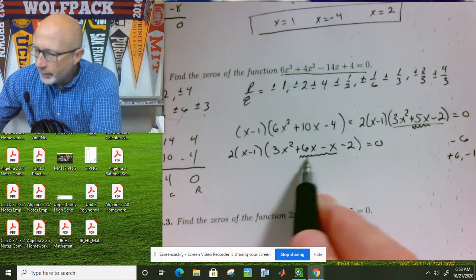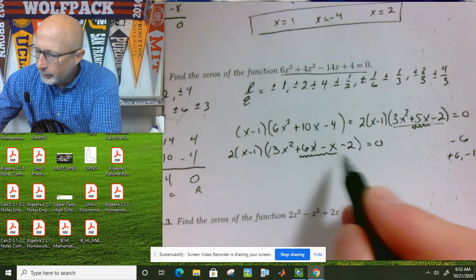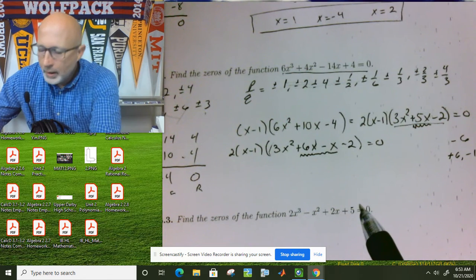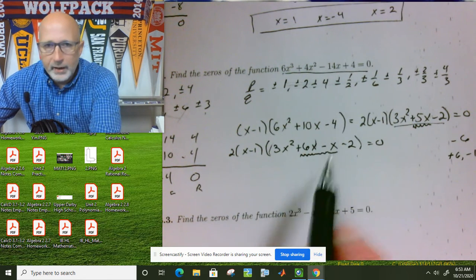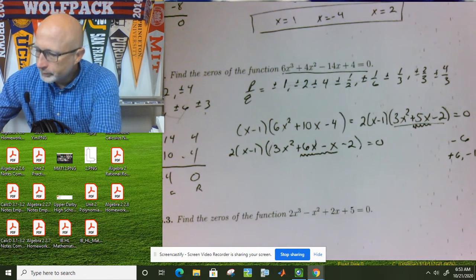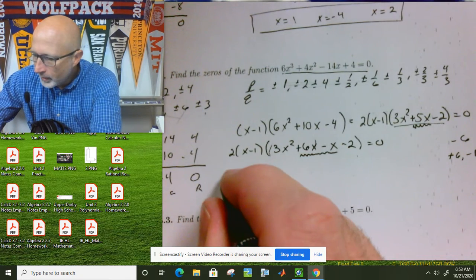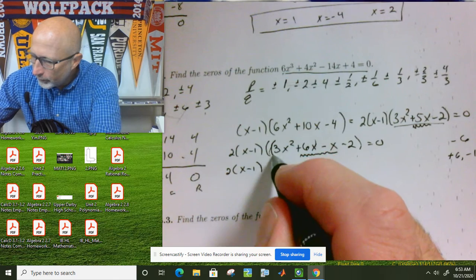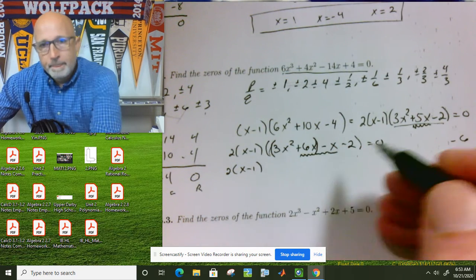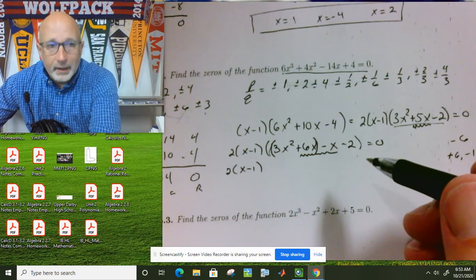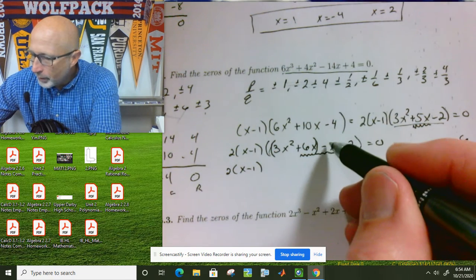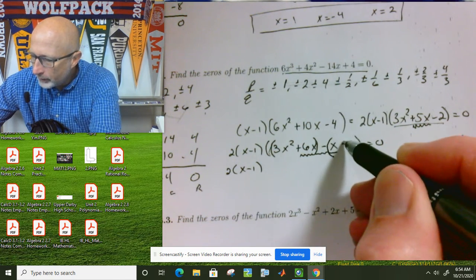Okay, so now I factor by grouping. So put parentheses on the first two, parentheses on the second two. It's starting to get pretty cluttered in here. If you wanted to take this to the side and work it out, that'd be totally fine. I'm going to continue on here. So I have 2 times x minus 1. Okay, so I'm going to put parentheses around the first two, like that. And then I'm going to put parentheses around the second two, but be careful because there's that minus. Okay, so when I put parentheses here, I need to switch that sign.